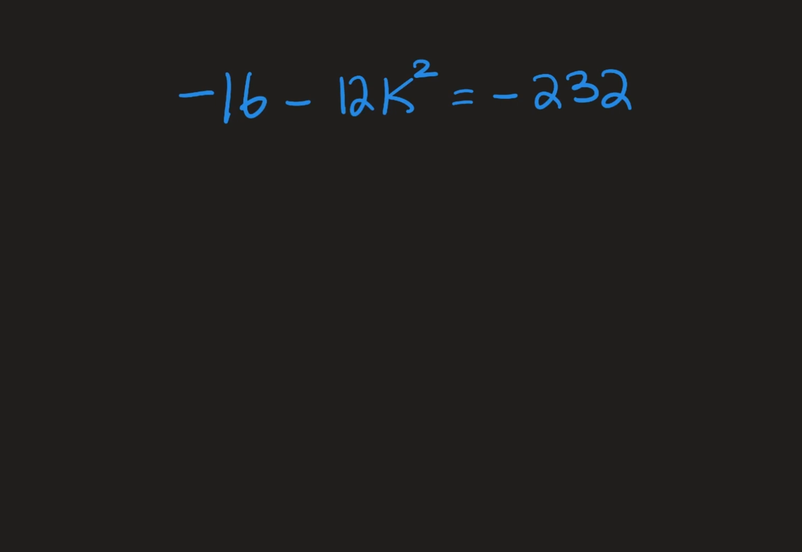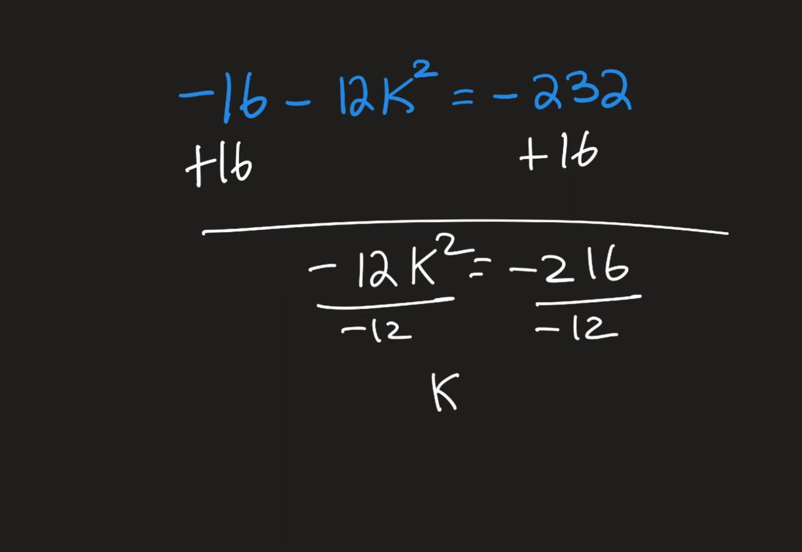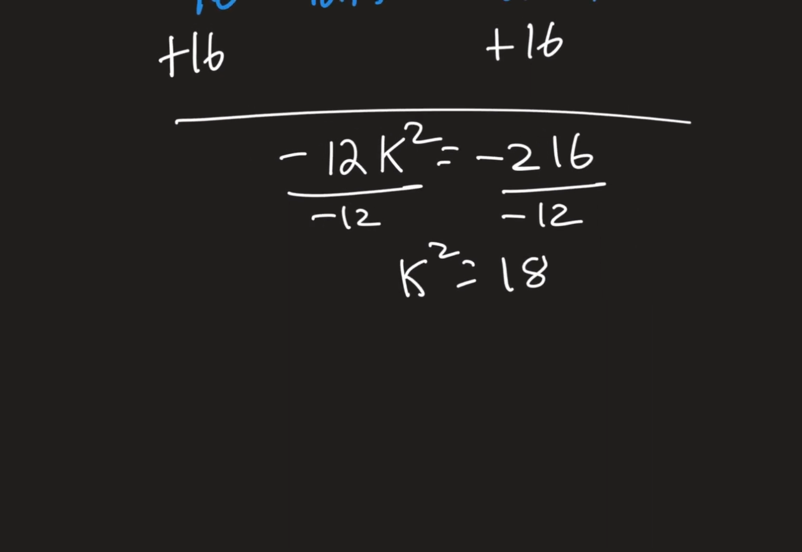What's first? What do I do first? Add 16. So that gives me negative 12k squared equals negative 216. Divide by negative 12. Is that a nice number? Is it really? Nice. k squared equals 18. Is everybody okay? See how we got to that 18.